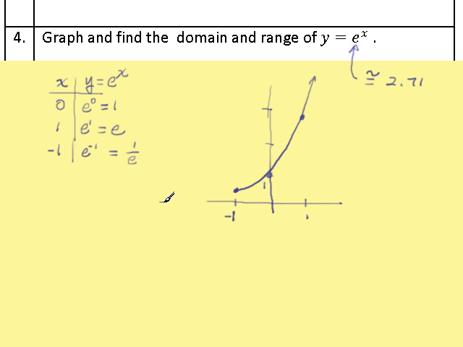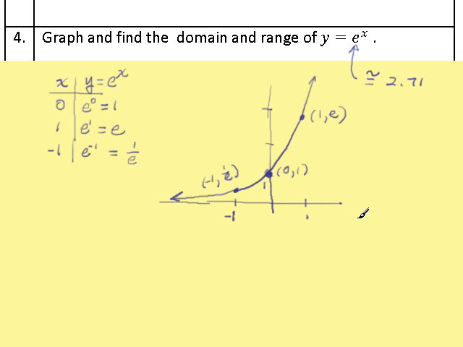Remember, we know that we have a horizontal asymptote as x goes towards -infinity. Okay, so that's our graph. Let me just put in these values. This is 1 comma e. This is 0 comma 1. And this is minus 1 comma 1 over e.